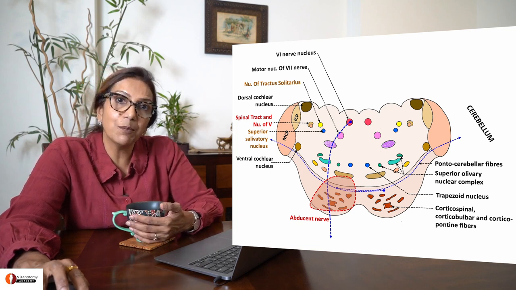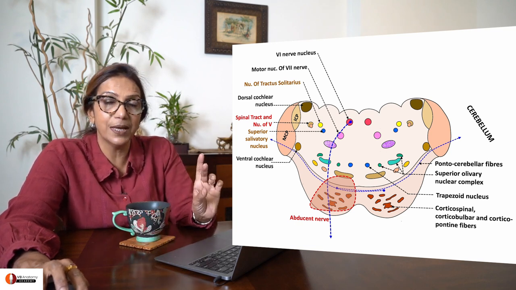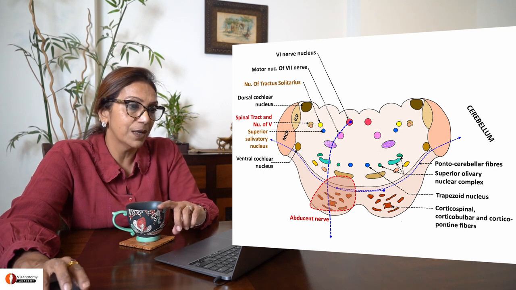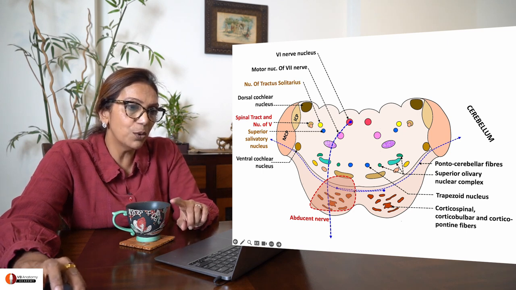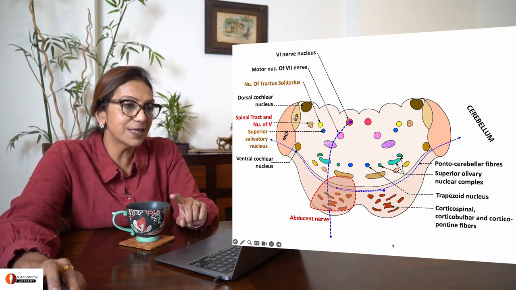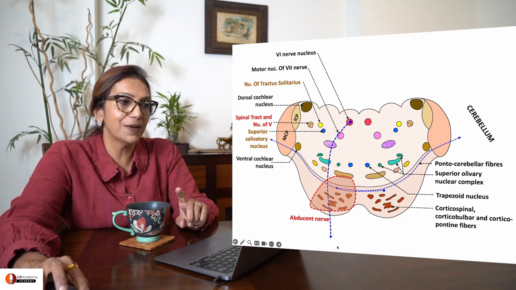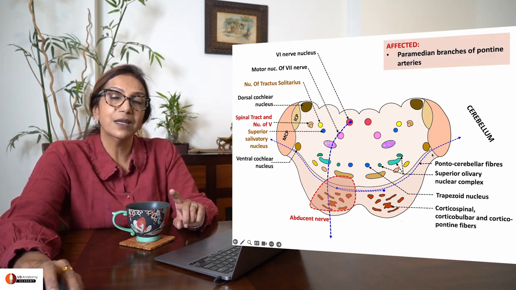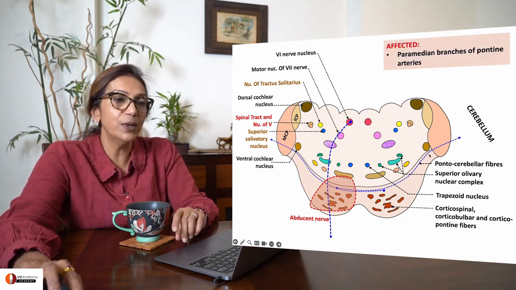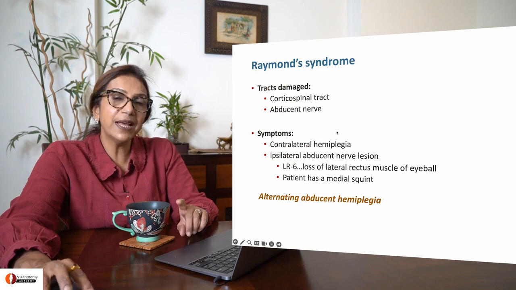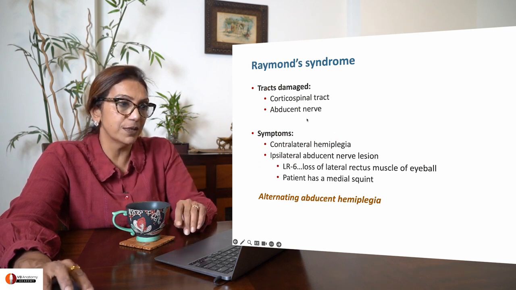What will the patient come with? Look at it carefully and come up with your answer now. You can see corticospinal, corticobulbar, corticopontine tracts affected. You can see abducens nerve affected. What symptoms will the patient come with? Okay. The tracts damaged are corticospinal, abducens nerve.